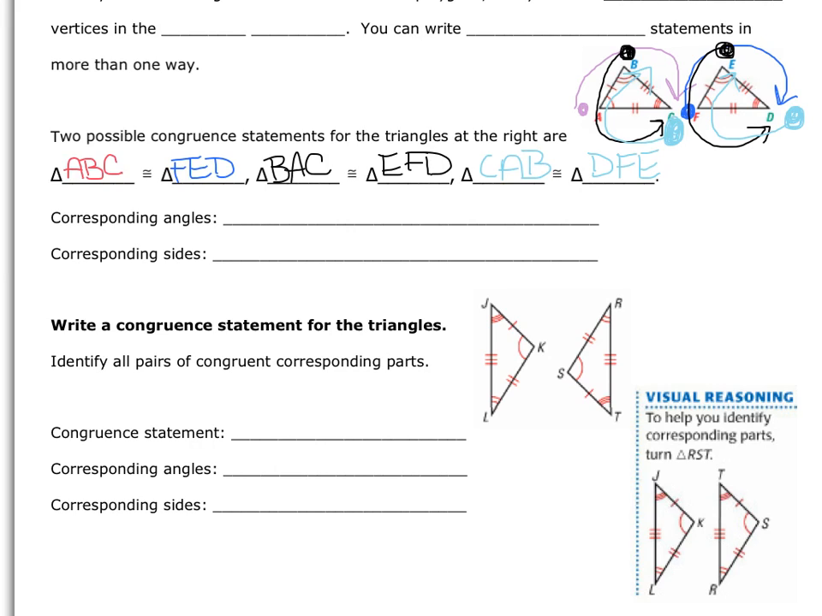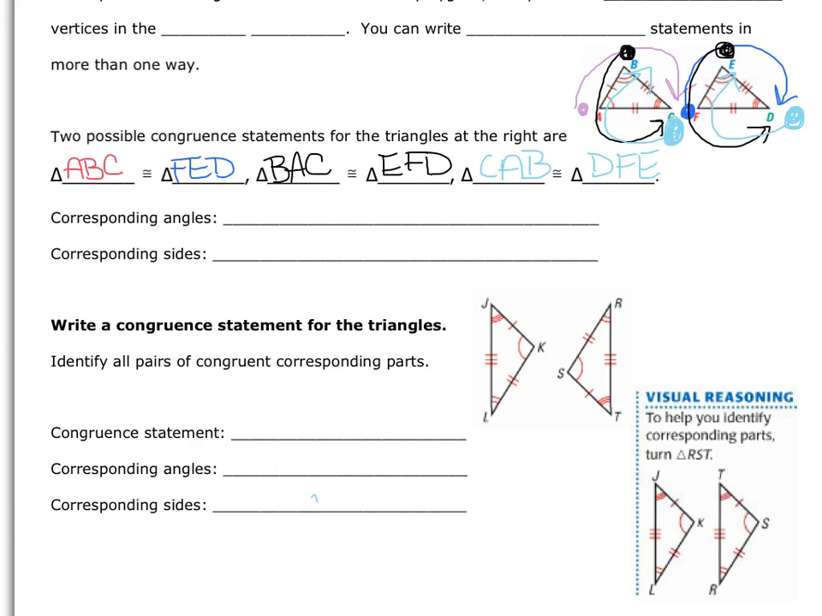And again, you can check yourself, because in this first one you said that A corresponds with F, because that's what your picture told you. Make sure in each one that they're both in the same position. All right, so now we can list our corresponding angles and sides.